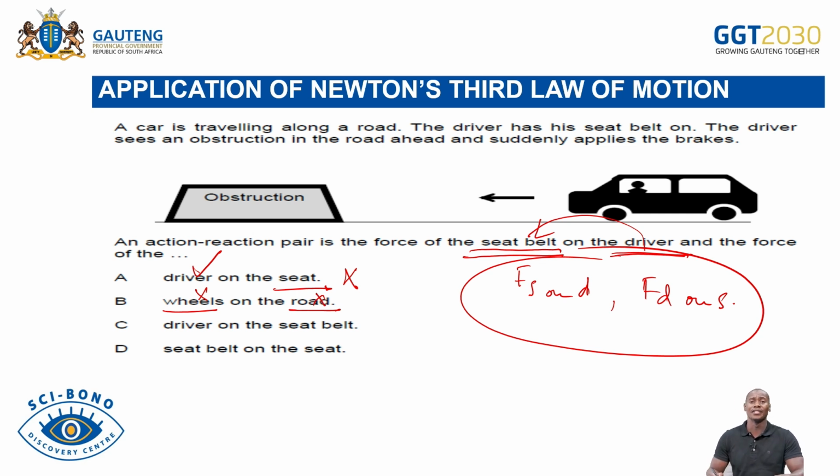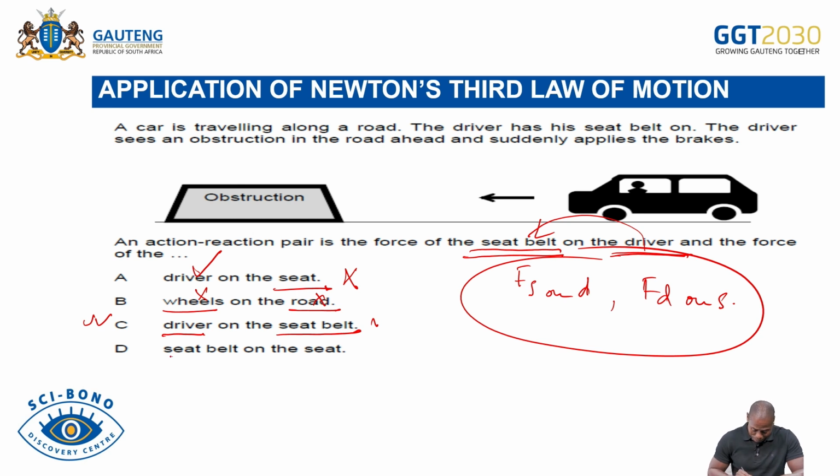So I'm looking at option C. Objects, it's seat belt and the driver. And then when it comes to C, driver and what? And the seat belt. So this one, we can check it. But for now, we are not sure whether it's correct or not. But because of those two objects that are involved there, or that are exerting forces on each other, right, then we can go for C. But we need to check the last one.